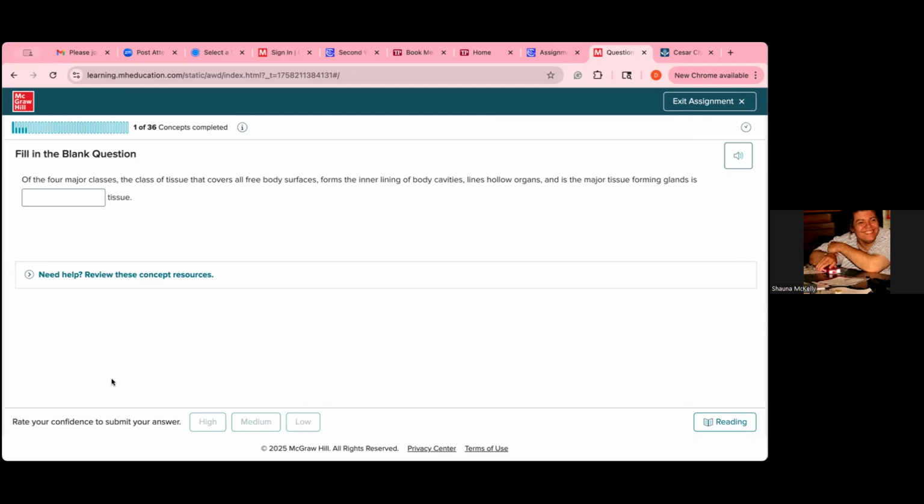Of the four major classes of tissue, epithelial, nervous, muscle, and connective, which covers all free body surfaces, forms the inner lining of body cavities, lines hollow organs, and is the major tissue forming glands? What kind of tissue is that? I think it's the epithelium. That's right. That's epithelial tissue.